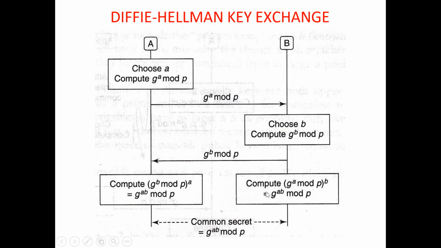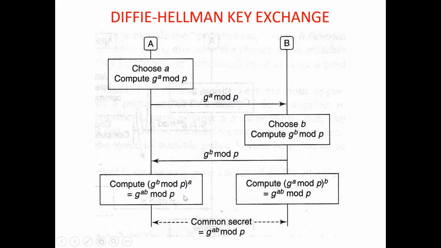So you can rewrite it as G raised to A into B mod P. Similarly, what A will do is, A has received the partial key G raised to B mod P from B. So again, A has to calculate G raised to B mod P raised to the random integer chosen by A, small a. Therefore, G raised to B mod P raised to A. So you can rewrite it as G raised to AB mod P.